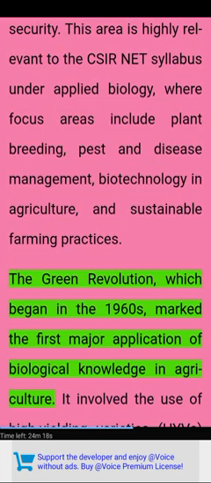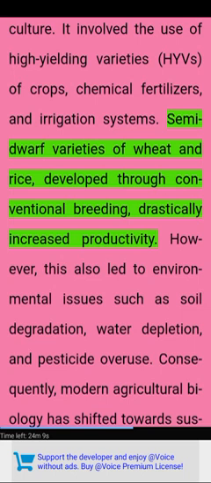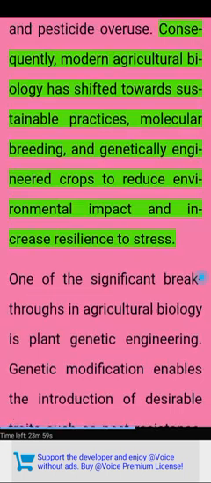The Green Revolution, which began in the 1960s, marked the first major application of biological knowledge in agriculture. It involved the use of high-yielding varieties (HYVs) of crops, chemical fertilizers, and irrigation systems. Semidwarf varieties of wheat and rice, developed through conventional breeding, drastically increased productivity. However, this also led to environmental issues such as soil degradation, water depletion, and pesticide overuse. Consequently, modern agricultural biology has shifted towards sustainable practices, molecular breeding, and genetically engineered crops to reduce environmental impact and increase resilience to stress.